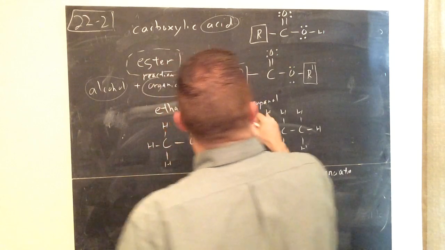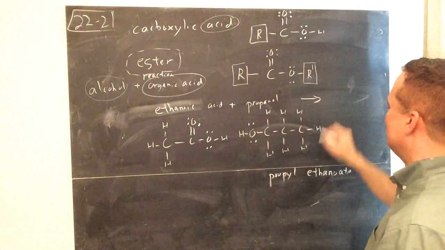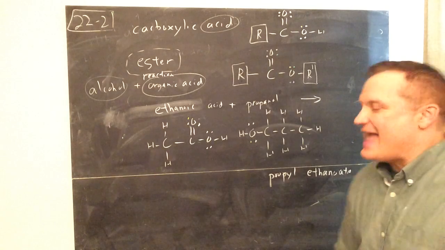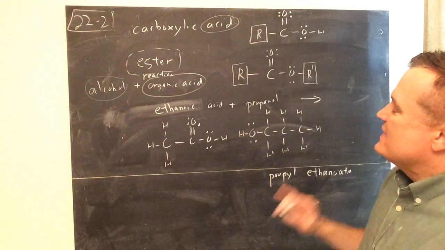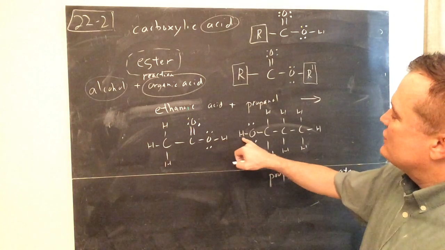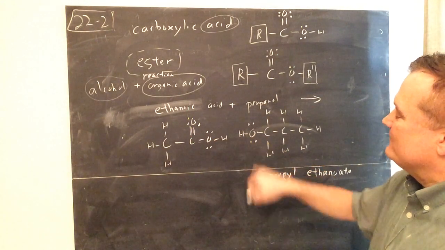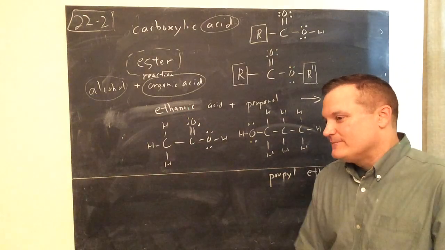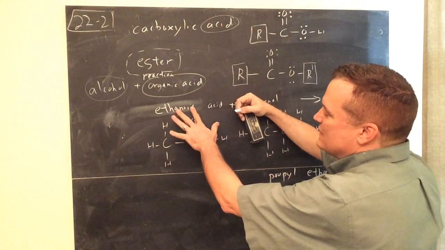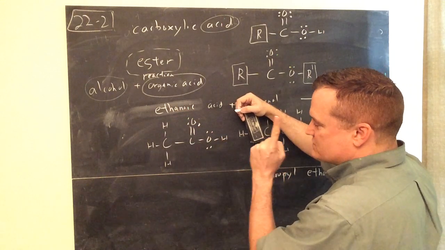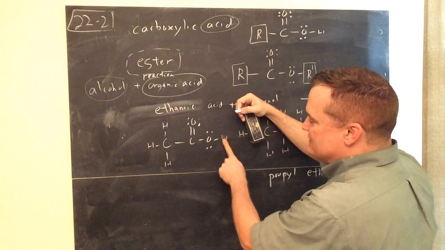Ethanoic acid plus propanol gives you propyl ethanoate and water. So here's what happens. Here you have an OH and here you have an OH. This is where they join together. But think about this for a moment. On the ethanoate, think only about ethanoic acid. When it becomes ethanoate, what does it lose? It only loses one thing. It only loses an H.